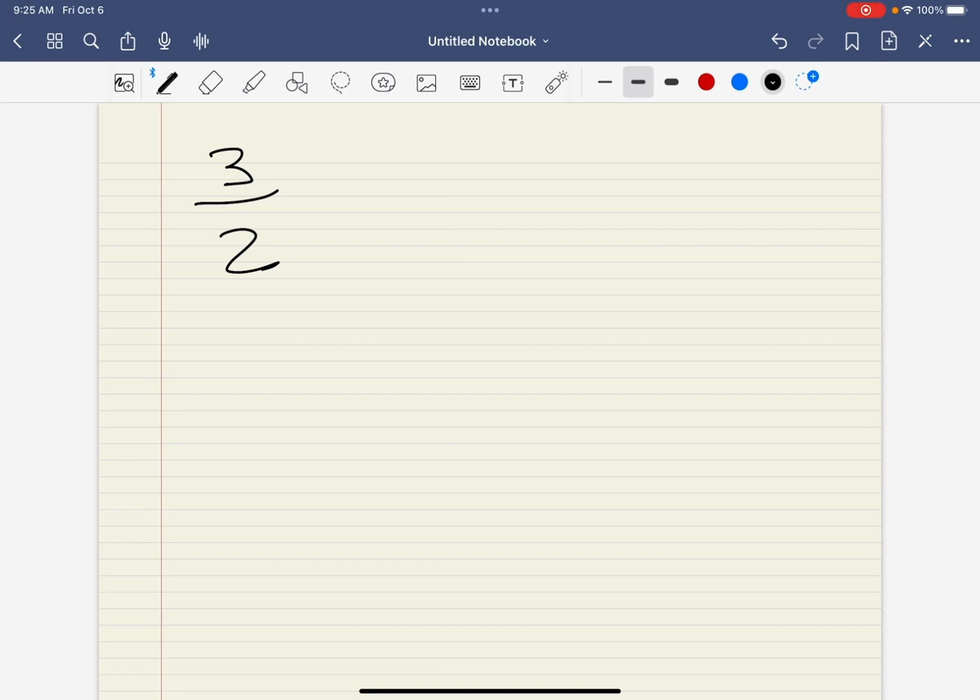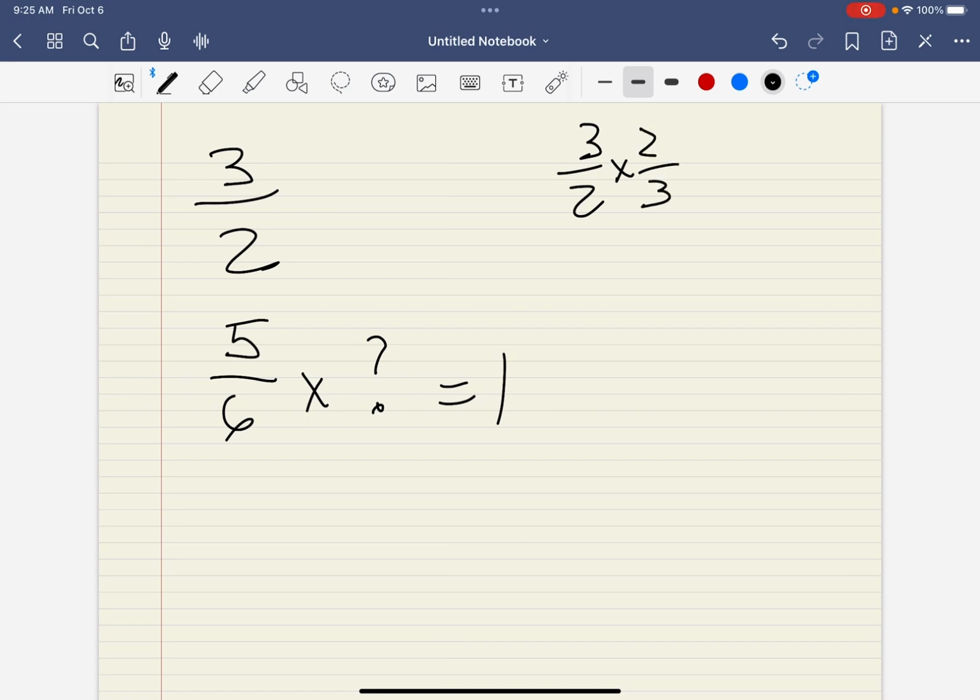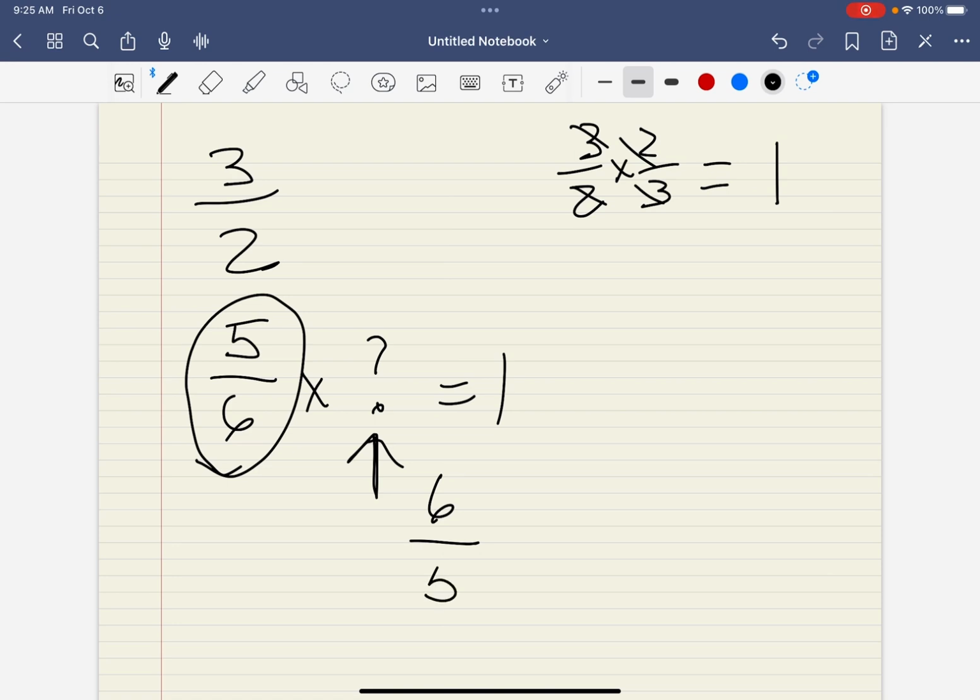Okay, the next one says, what number goes in the box? 5/6 times something is equal to 1. Well, if you multiply any number by its reciprocal, it's going to be equal to 1. So just for example, this 3/2, if we multiply it times its reciprocal, the 3's cancel, the 2's cancel, you get 1. So any number times its reciprocal is equal to 1. So what we're looking for right here is the reciprocal of 5/6. So what's the reciprocal of 5/6? 6/5.